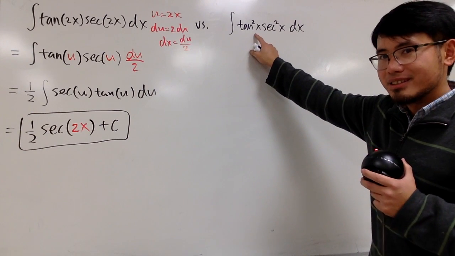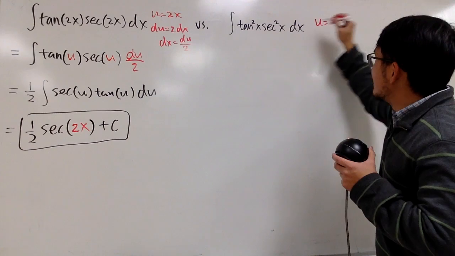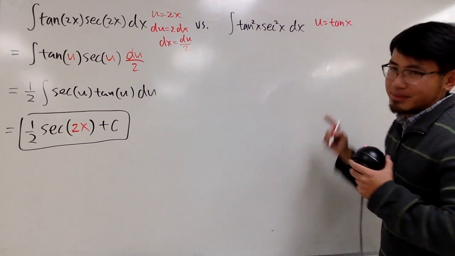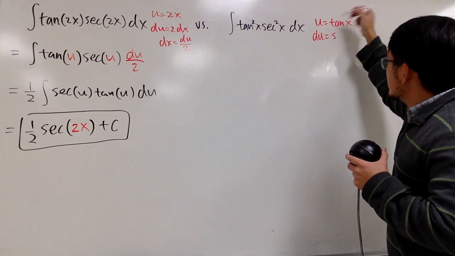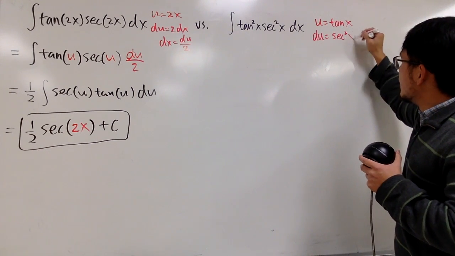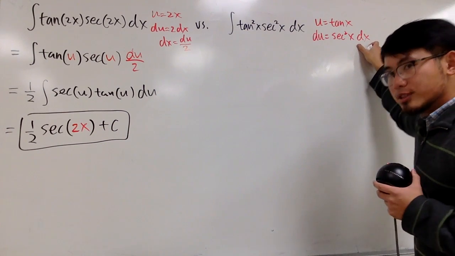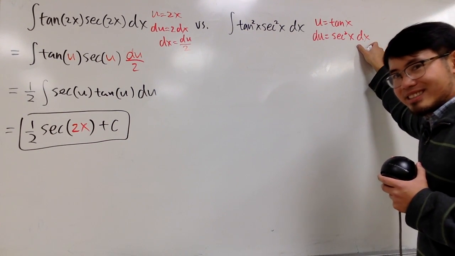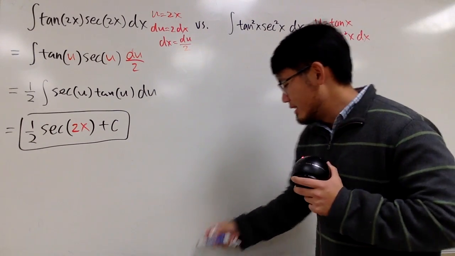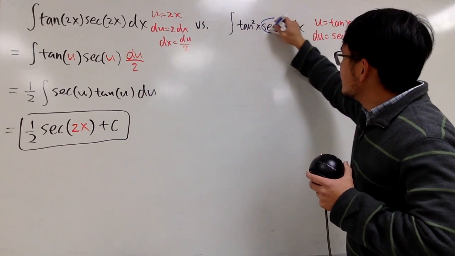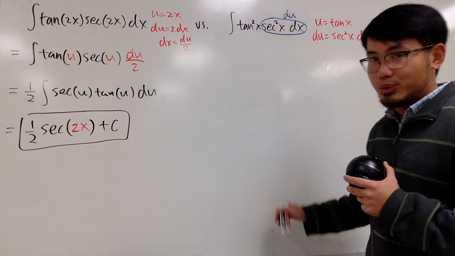But for this, here's the idea. Let me just use u equal to tangent to the first power x, because I know when I differentiate this, the derivative of tangent x is precisely secant squared x dx. Right here, I can also isolate the dx. But I notice we have secant squared x dx right here. So this is nicely equal to our du.